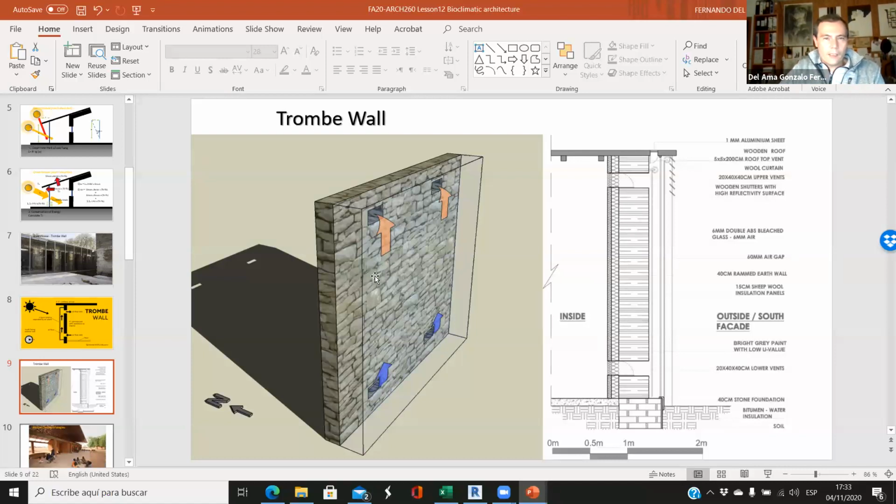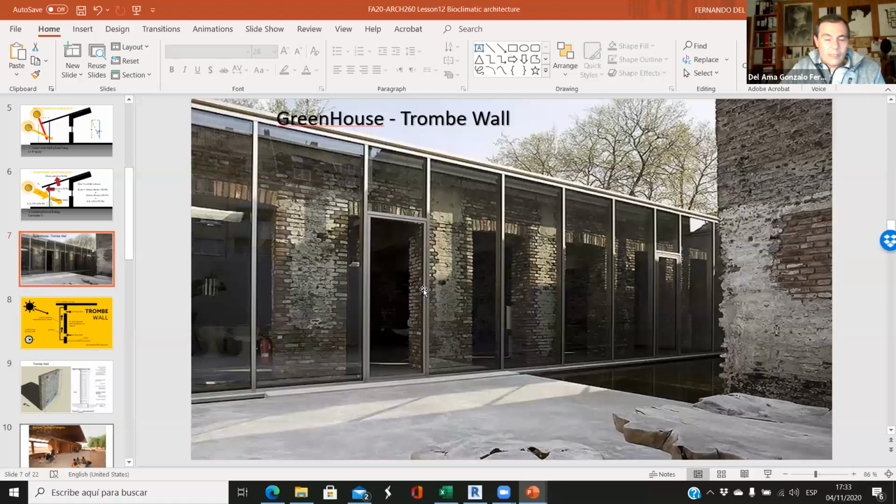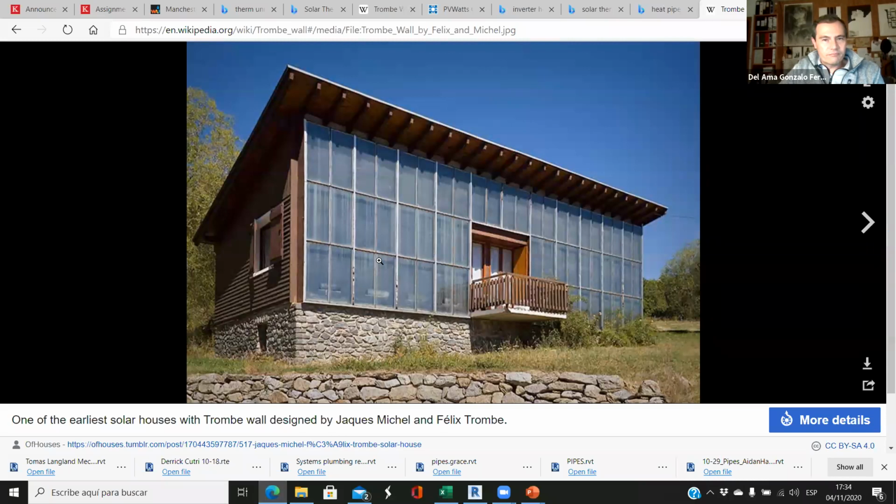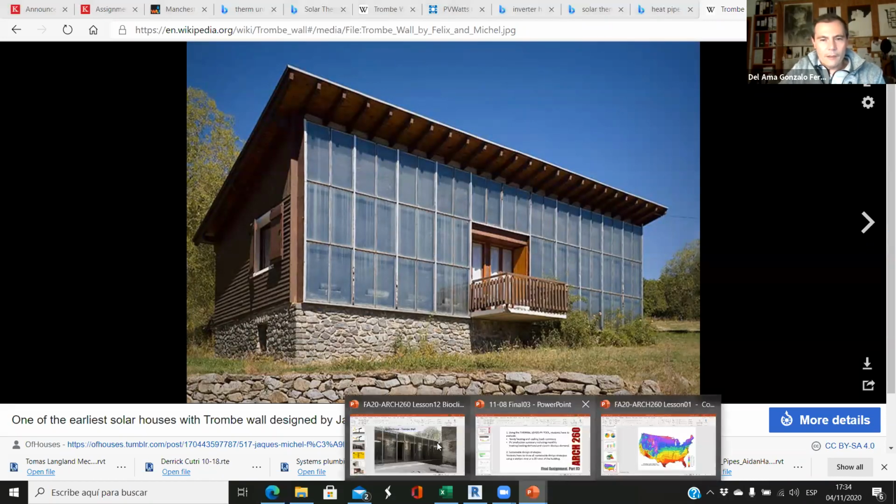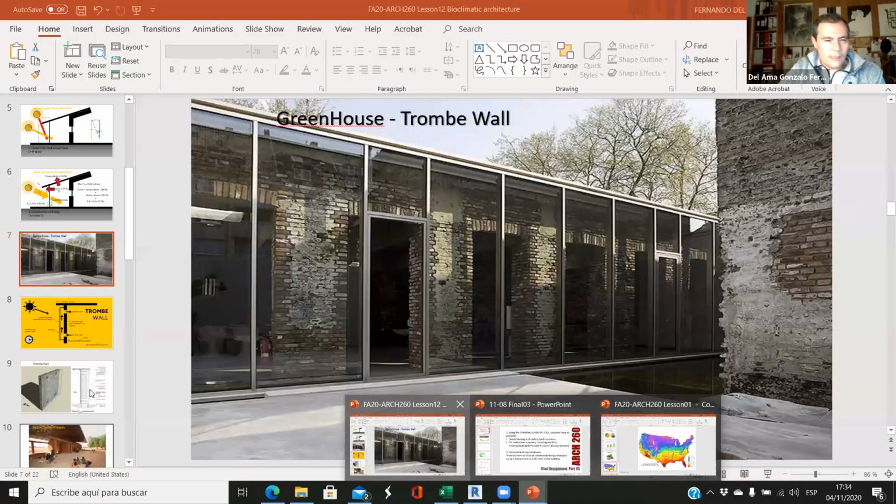Anyway, you can use this, but I don't know. I like this. I think it's cool. It's not a glass house because it's like a gallery. Yeah, you can call it a gallery, but I don't like the Trombe wall. Anyway, you can use it, it's an option.